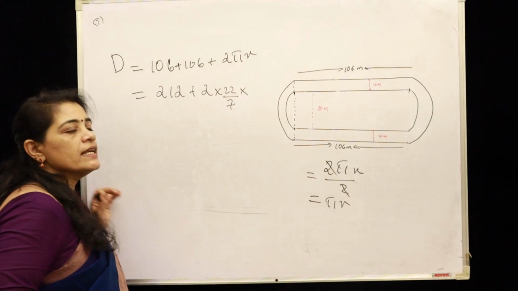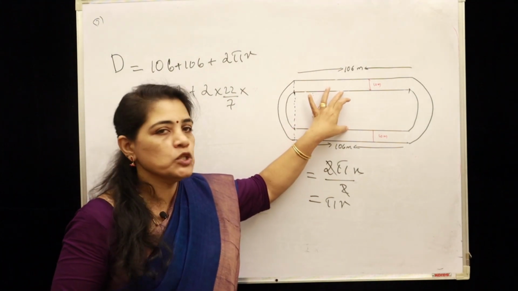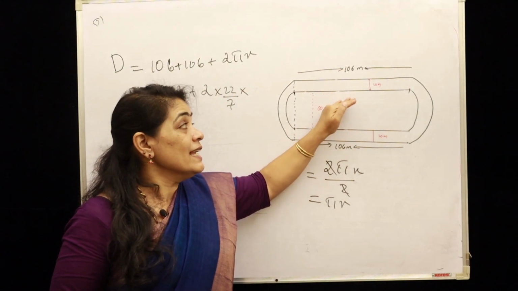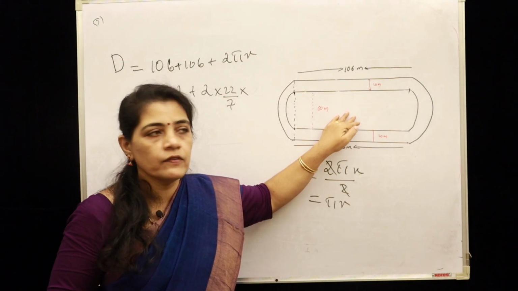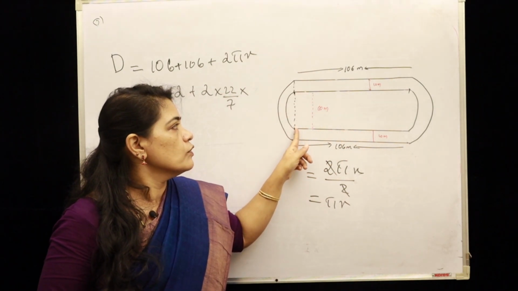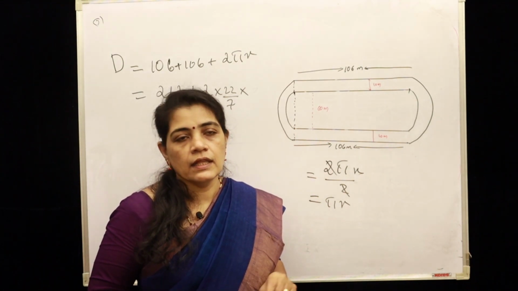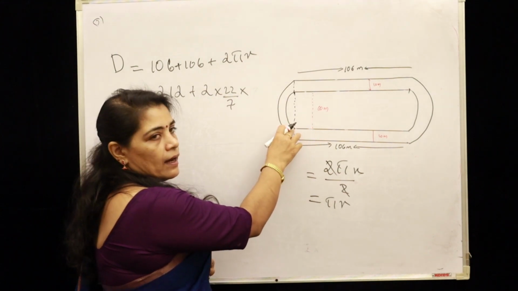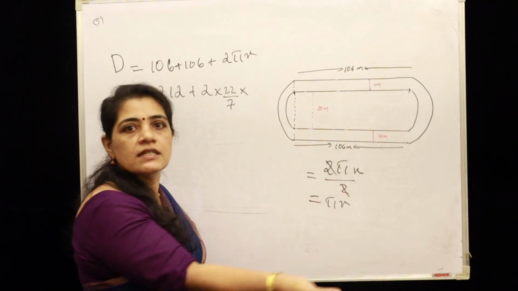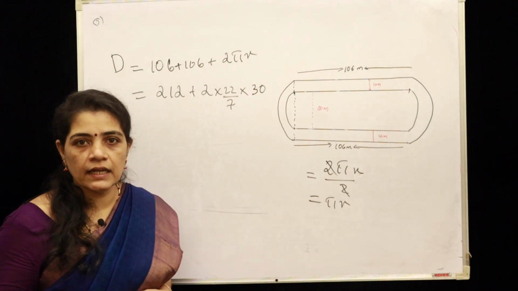Then how can this radius be calculated? It is given that the distance between the inner parallel edges is 60 meter, and that will be the diameter of the inner circular portion. That means this 60 will be the diameter. So in order to get the radius, 60 by 2, that is 30. Hope this step is clear children.